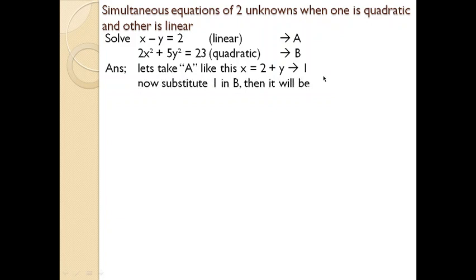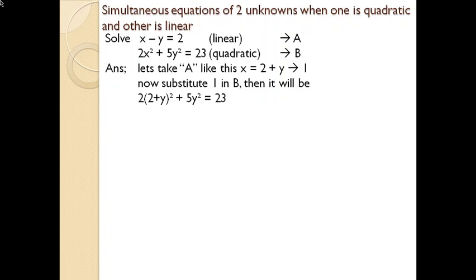Now substitute equation 1 in B. Then it will be 2 into (2 plus y) the whole square plus 5y square equal to 23. Now we have only one unknown. It's going to change into a quadratic form. So we did this step in order to arrive at a quadratic form. Then only can we solve the problem.